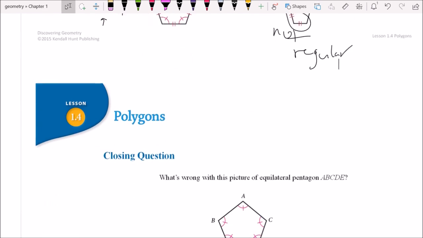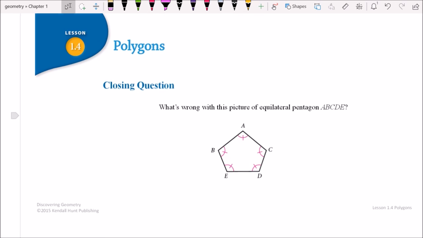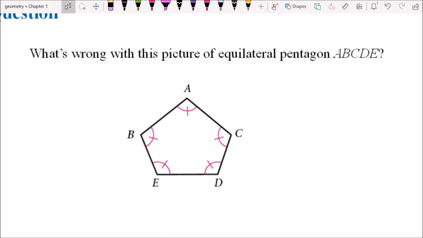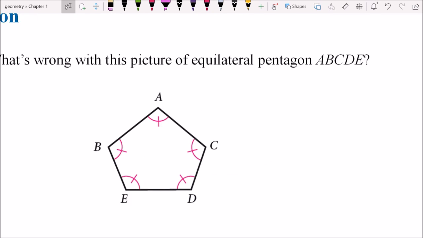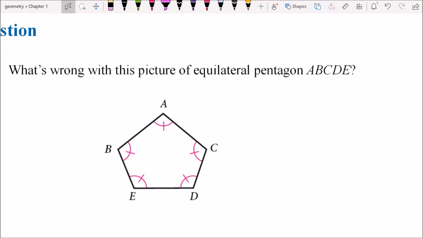So let's answer our final question. And here it is, and I want you to pause the video and consider it first before I tell you what the answer is. And the question is, what is wrong with this picture of equilateral pentagon ABCDE?